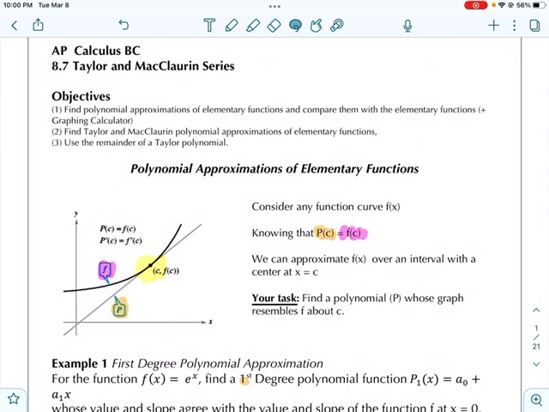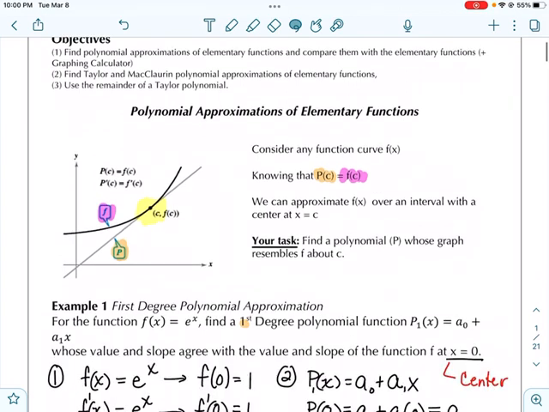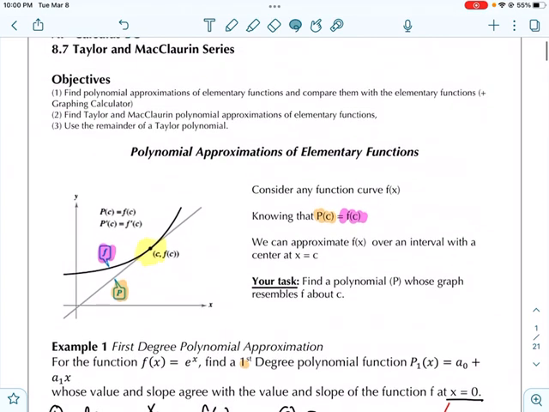We want to find Taylor and Maclaurin polynomial approximations of elementary functions, and then we want to use the remainder of a Taylor polynomial to be able to determine what is the error, how far away are we, or what are we comfortable with in terms of error acceptability.